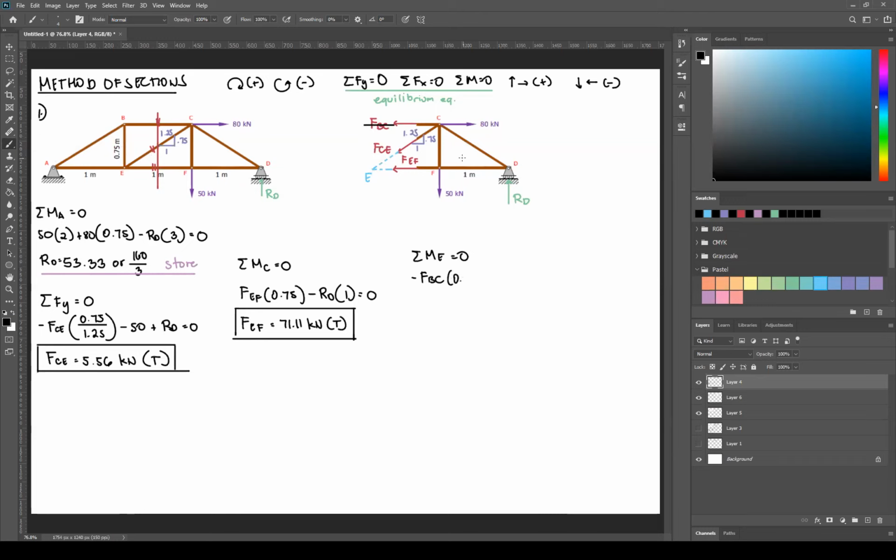Next. 50, rotate about E, again counterclockwise. So negative 50, this is its perpendicular distance. You can refer to the original drawing, which is this. Distance of 50 from E is 1 meter. So 50 times 1. Okay? And then 80. 80, rotate about E, that's clockwise. So positive 80. Perpendicular distance to E is this, which is again 0.75.